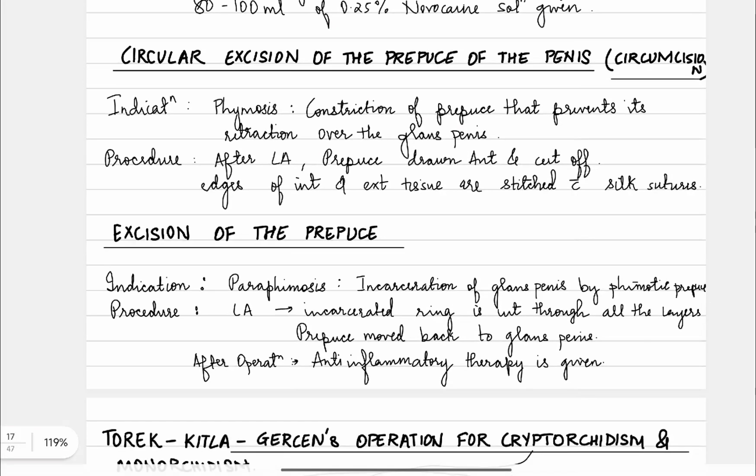Circular excision of the prepuce of the penis is circumcision. It is done if there is phimosis, which is constriction of the prepuce that prevents its retraction over the glans penis. Procedure: after local anesthesia, the prepuce is drawn anteriorly and cut off. Edges of the internal and external tissue are stitched with silk suture.